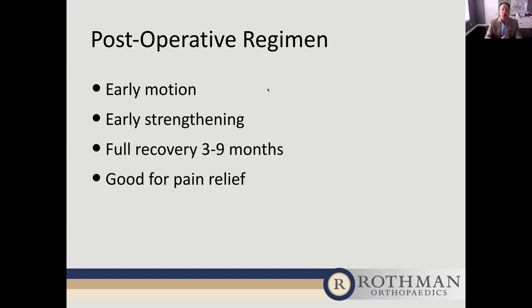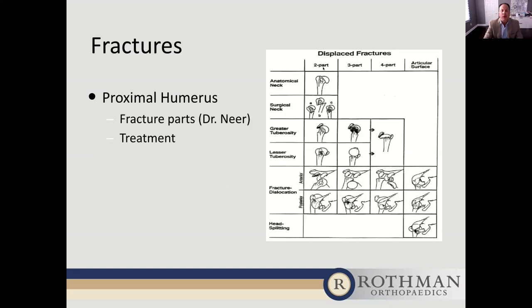We want to get people moving early. Again, because if you have to do this open, you do have to take down some of the rotator cuff to get in there. So we do have to protect that early on. Usually recovery is about 6 months. It is very good for pain relief. Function is okay. A lot of times the function is predicated on how your range of motion and function is before the surgery.